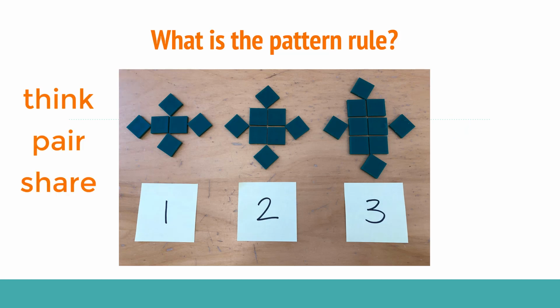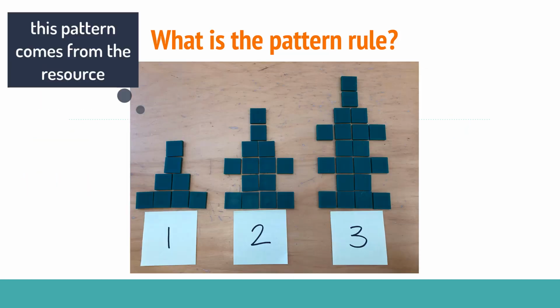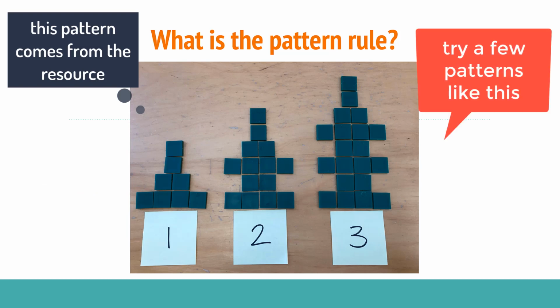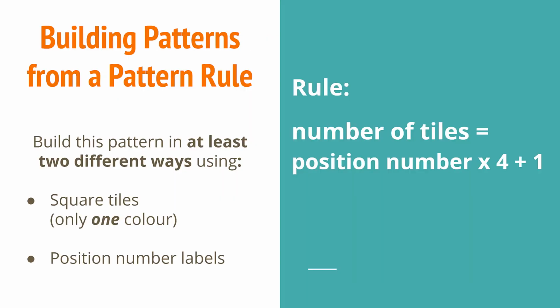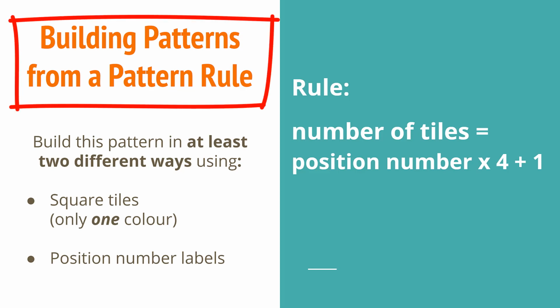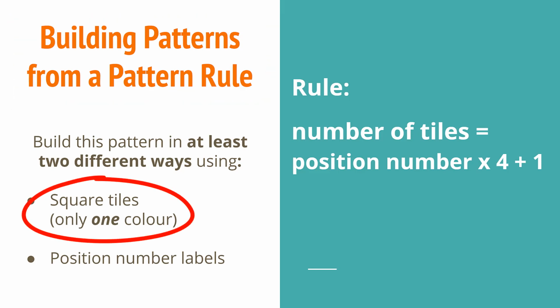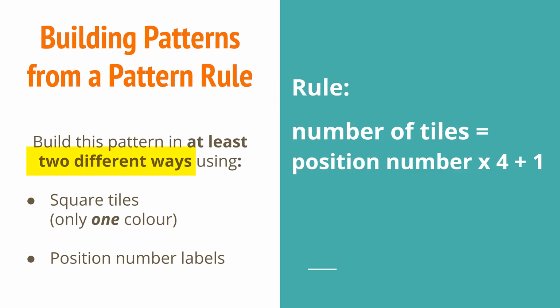We might do a think, pair, share for students to figure out this pattern rule. And then we'll try another where we've now removed the scaffold of the different orientations of those tiles. And after they've had some practice guessing the pattern rule for some given patterns, we're going to go back to the work that we did in the earlier lessons, but this time students are only going to use 1 color to build each pattern rule, but we're going to ask them to build it at least 2 different ways.